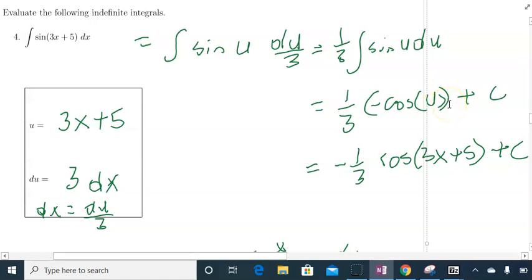Okay, so then in our last step, we have to what some call back substitute, or substitute back the x's for u. So replace your u now with the x's. Then your final answer will be negative 1/3 cosine of 3x plus 5 plus c.